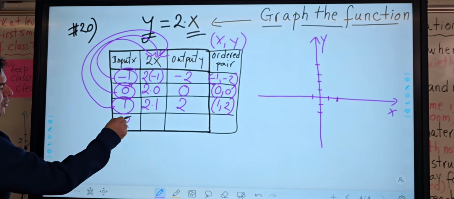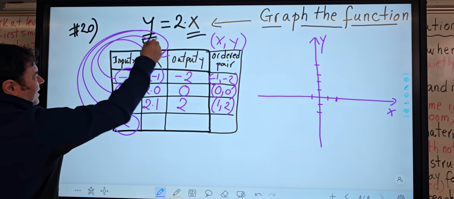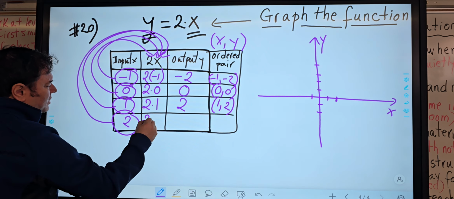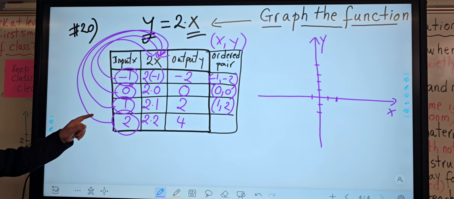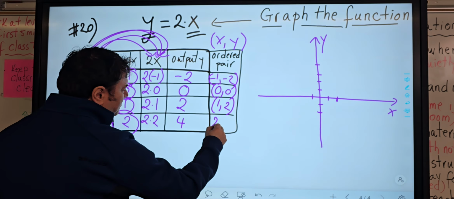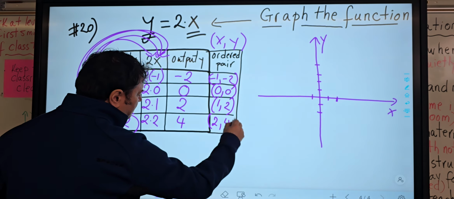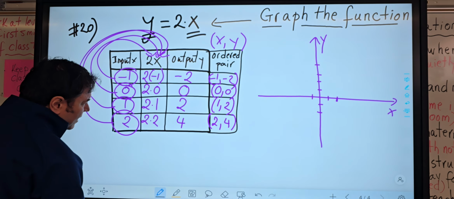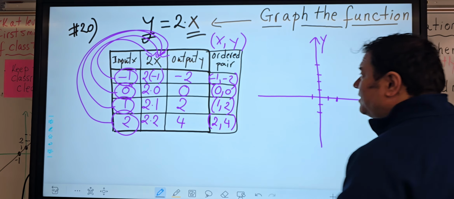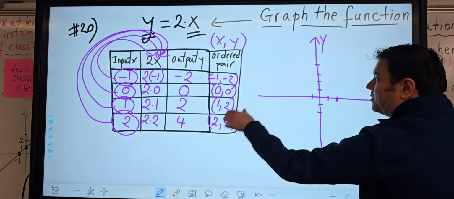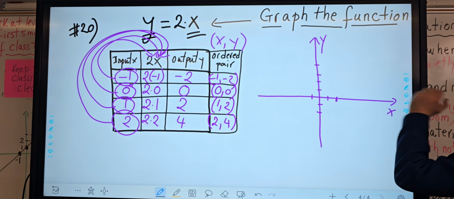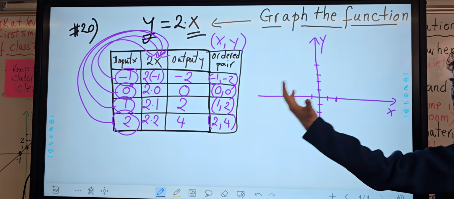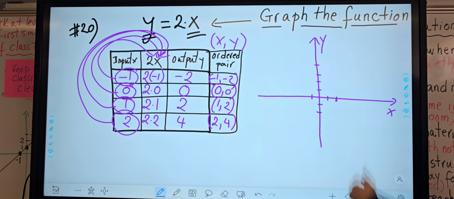And finally, we are going to plug in 2 for x. So we have 2 times 2. 2 times 2 is 4. And the fourth ordered pair is 2, 4. And now that we have the ordered pairs, we are going to graph these ordered pairs on our coordinate plane, a coordinate graph, and then we can graph the function.